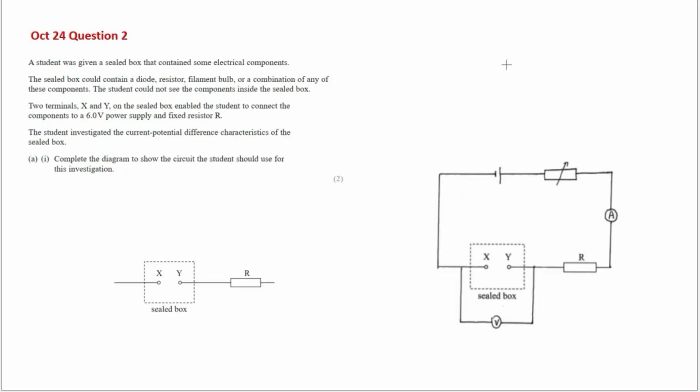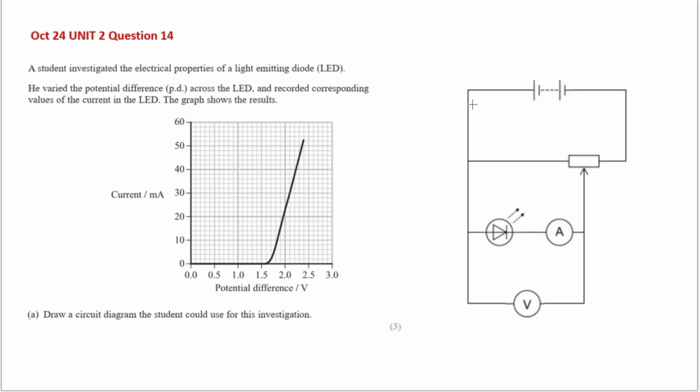A very similar concept came in the same year, October 24, but not of Unit 3. A Unit 2 question went like this. Check this out. This is question 14 of October 24, Unit 2. Draw a circuit diagram the student could use for this investigation. And the investigation was to change the current and potential difference. But this is what they had given. So I found this a bit inconsistent and a bit confusing as well, because generally you have to use a potential divider as an A-level student, not a variable resistor.